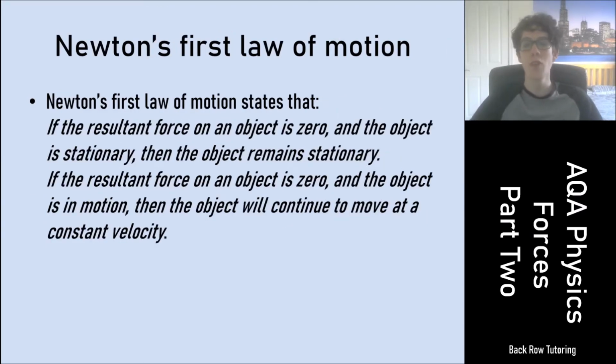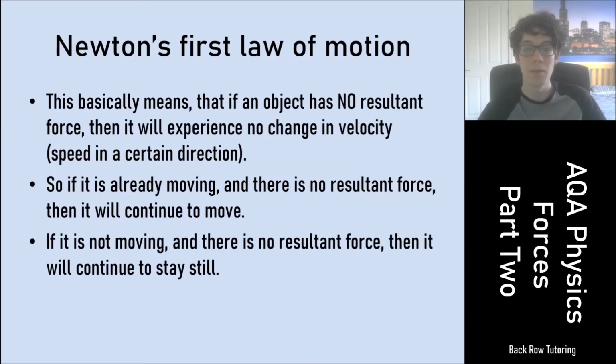Let's have a look at Newton's first law of motion. Newton's first law of motion states that if the resultant force on an object is 0 and the object is stationary, then the object remains stationary. If the resultant force on an object is 0 and the object is in motion, then the object will continue to move at a constant velocity.